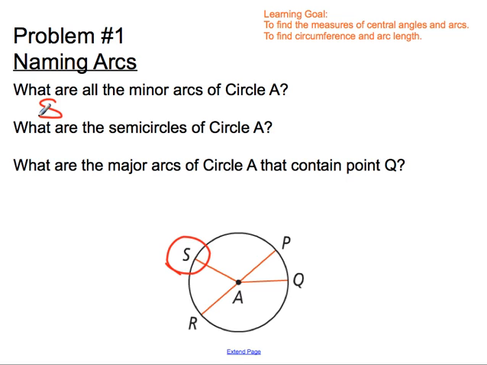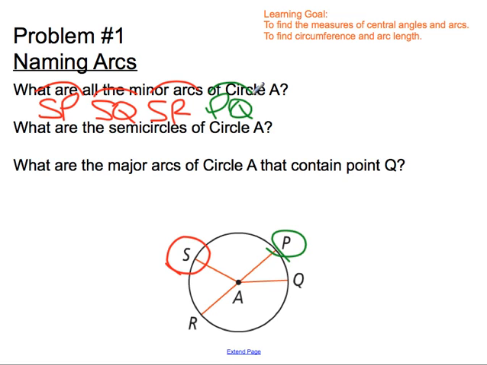So we could say that one such arc is SP. We could go from S to Q. We could go from S to R. If we choose P as a starting point and go to S, then it's the same as S to P. So we can go from P to Q.